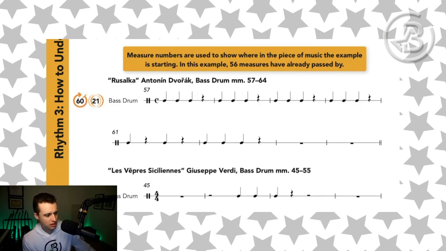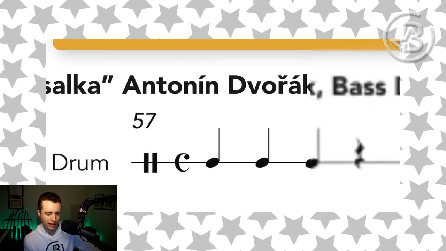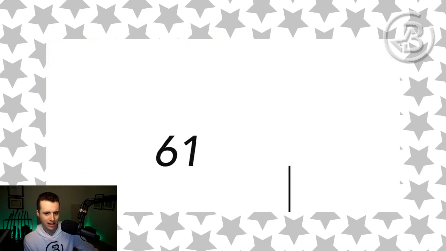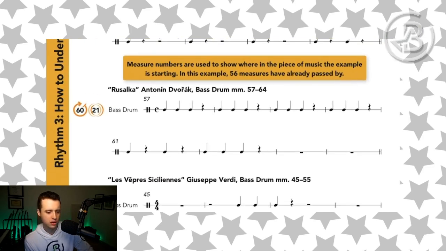Now, you'll notice that there are little numbers above the notes, like that little 57 there, and over here, that 61. These are called measure numbers, and very often you will see those numbers above the staff to indicate what measure you are in. So let's rock and roll.